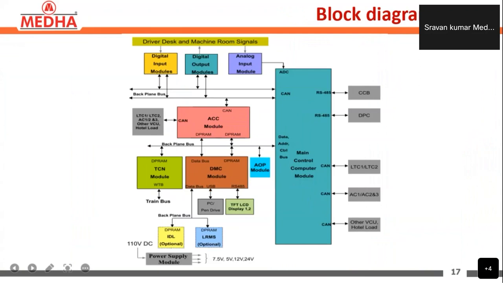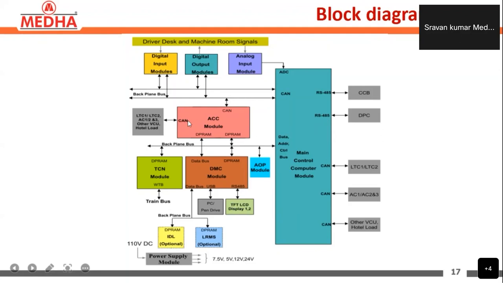So this is the block diagram of the vehicle control unit. This is the CPU card, the main control card, handling communications between various sub assemblies. In this we have CAN communication and RS485 communication. RS485 communications with the PCB and DPC, and CAN communications with LTC, auxiliary converters, other VCU and hotel. Next, the data address control bus, where we can see ACC and the DMC card. The DMC card communicates with the TFT display and the TCN card, and the line and traction converter communicate with the ACC.